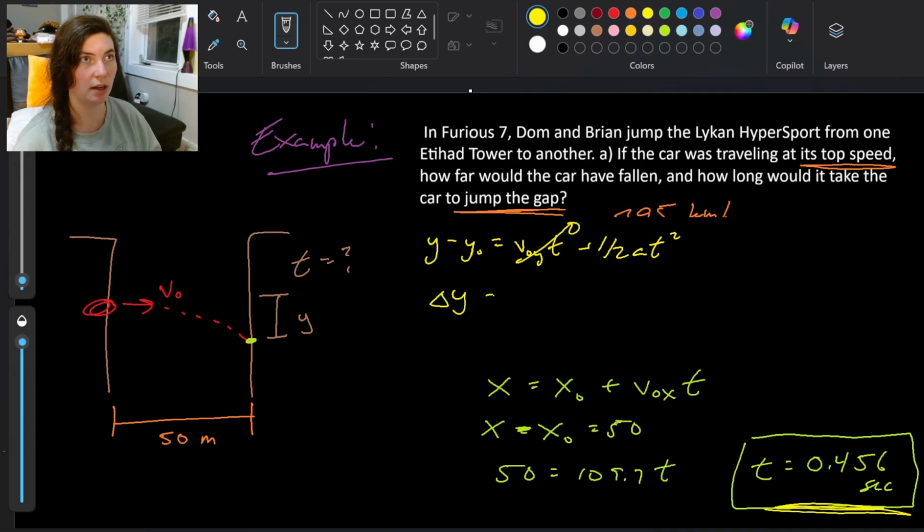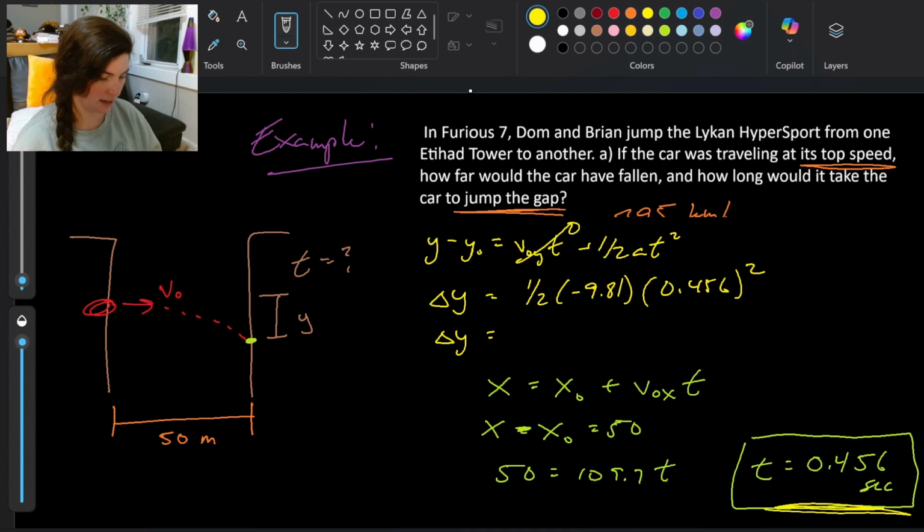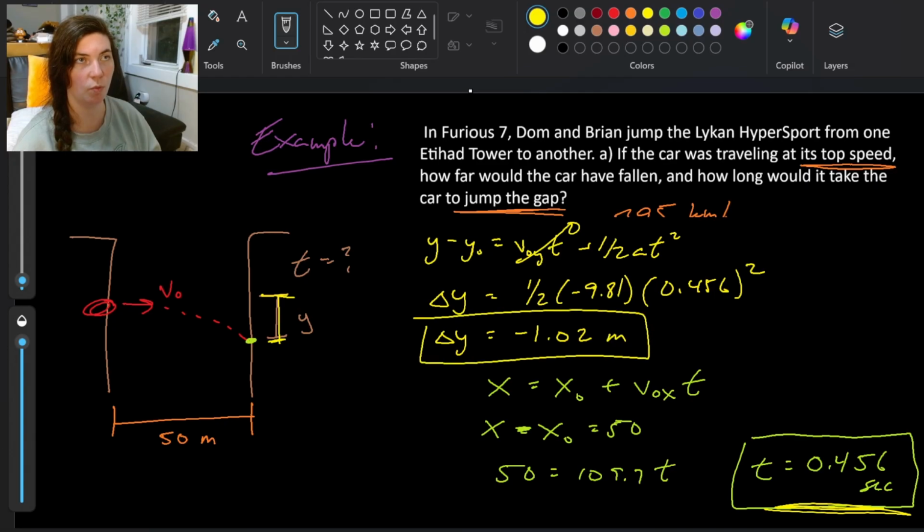So y minus y naught equals 1/2 times negative 9.81 times time squared, 0.456 squared. The y that I get, that change in y, is negative 1.02 meters. Negative just tells us that it's going down, it's falling downwards. It goes down by about 1 meter.